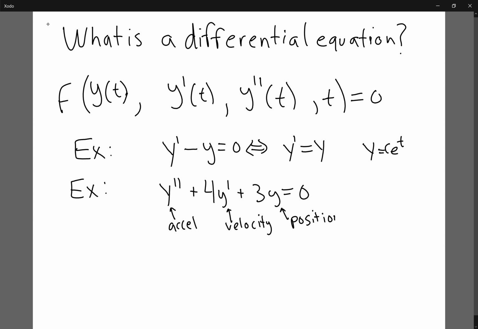Equations like that are quite common in physics, where you're trying to make a statement about how an object's position is changing over time. Now, that one's a little trickier to solve. We'll talk about how to solve that in a few weeks.